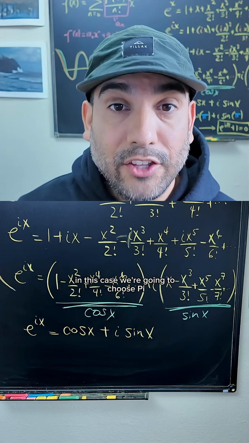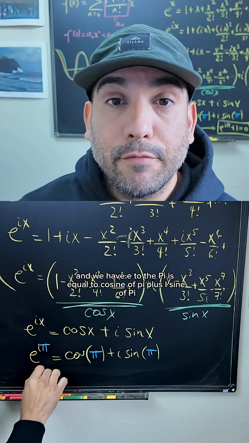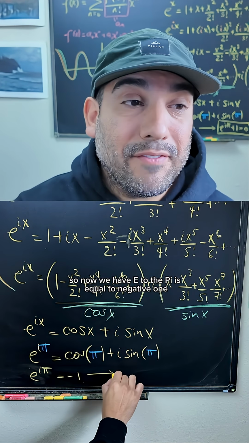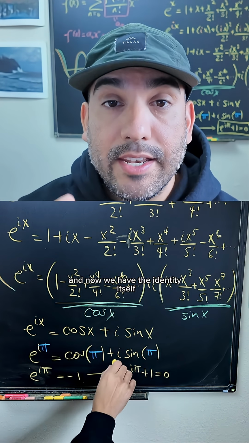but now you can go ahead and choose a particular value for x. In this case, we're going to choose pi, and we have e to the i pi is equal to cosine of pi plus i sine of pi. One of those cancels out, so now we have e to the i pi is equal to -1. Bring it to the other side, and now we have the identity itself.